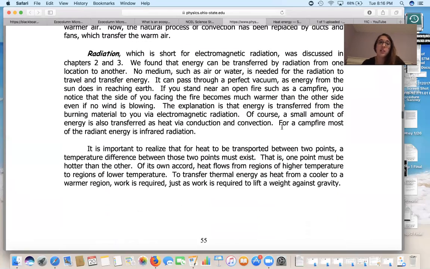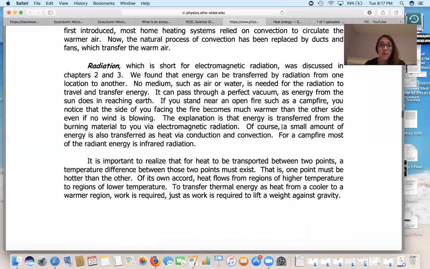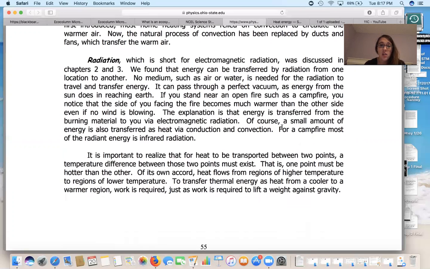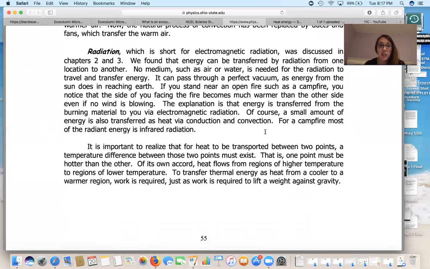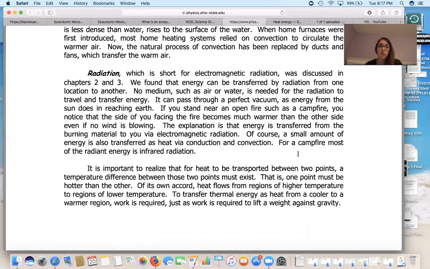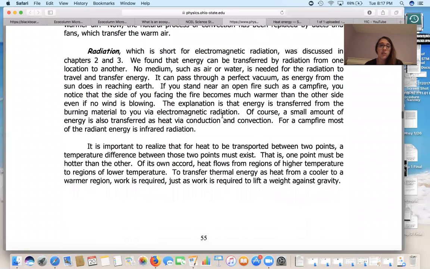And then radiation is short for electromagnetic radiation, which was discussed. We found that energy can be transferred by radiation from one location to another. No medium such as air or water is needed for the radiation to travel and transfer energy. It can pass through a vacuum, as energy from the sun does in reaching Earth. So this can transfer energy. So the energy is transferred from the burning material to you via electromagnetic radiation.